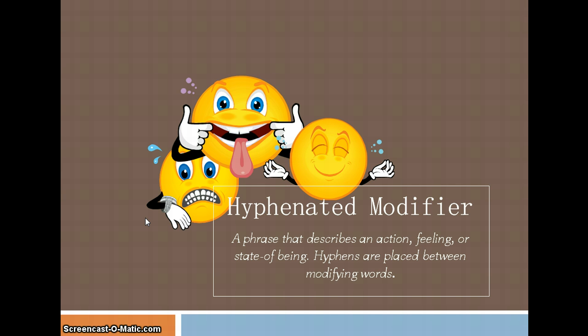The definition is a little technical, but by the time we get through the presentation, you should be able to understand what exactly is a hyphenated modifier. If not, please make sure you come see me. So, a hyphenated modifier is a phrase that describes an action, a feeling, or a state of being. But hyphens are placed between the modifying words. A hyphenated modifier is a phrase that describes an action, feeling, or state of being, and hyphens are placed between the modifying words. Go ahead and press pause if you need a few more minutes to write that down, as I'm going to go ahead and move on to the next slide.